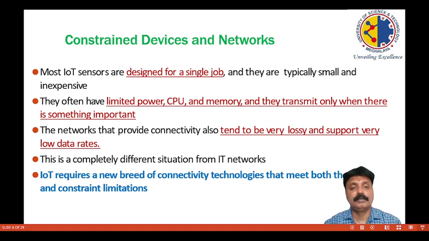There are certain constrained devices and networks. Most IoT sensors are designed for a single job, a specific task, and they are typically small and inexpensive. They often have limited power, CPU and memory, and they transmit only when there is something important. So the limited power, CPU and memory will be utilized only during the transmission time. The networks that provide connectivity also tend to be very lossy and support very low data rates. This is a completely different situation from normal IT networks. So IoT requires a new breed of connectivity technologies that meet both the scale and constraint limitations.